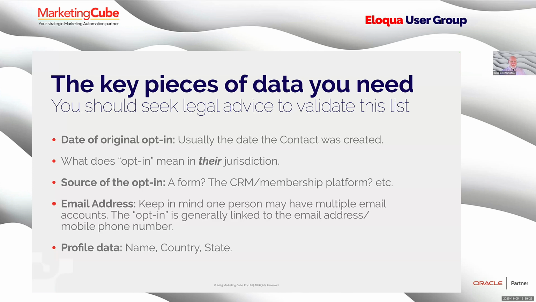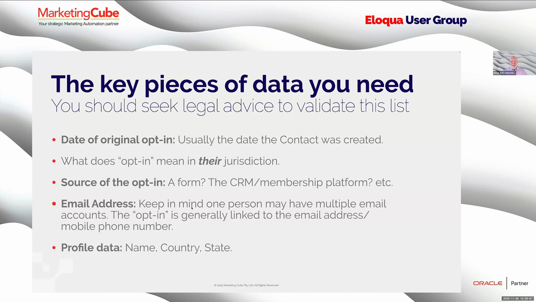Other profile data that you may want to capture, which can be helpful, would be the name of the person. That would be good. The country is probably a good idea. And in some cases, the state. So like we said, in the United States, we've got California and Virginia with different requirements. And so you may need to go to a state level in some jurisdictions as well.